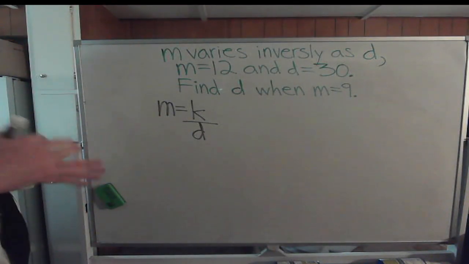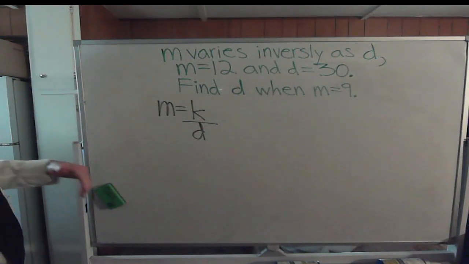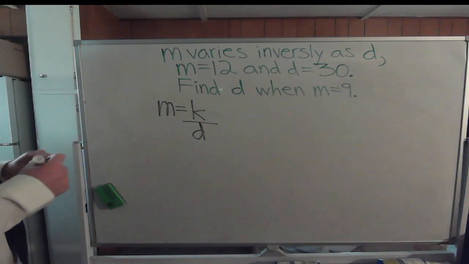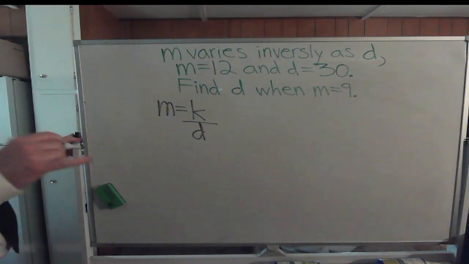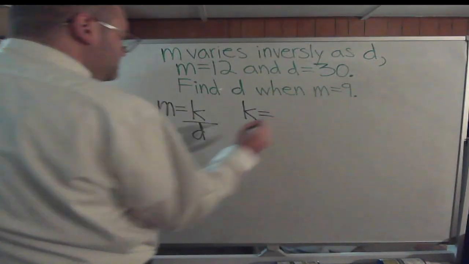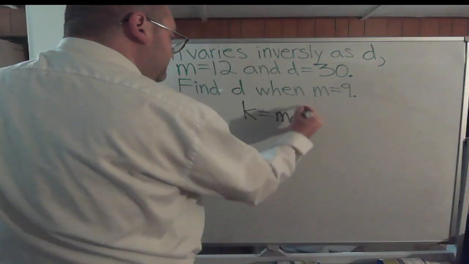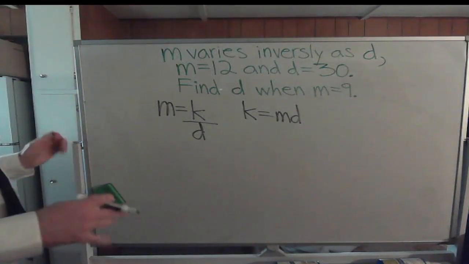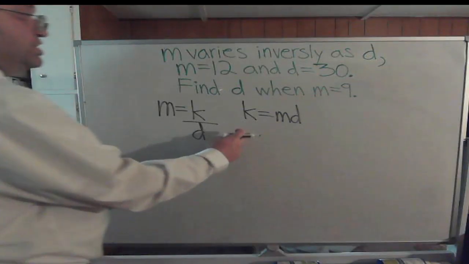Well, like in the past 4 problems, you want to find your constant of variation. So you got to multiply both sides by D to get the K by itself. You do that to the right side, you will get K by itself. Do it to the left side also, you'll get MD. So K equals MD. Now we found the equation for the constant of variation.